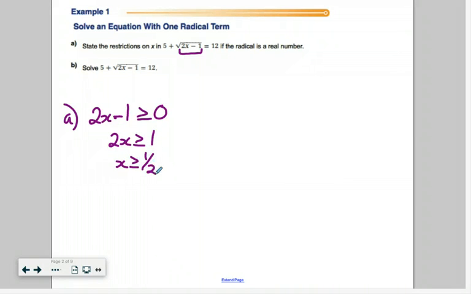So we put a restriction on any solution we get for x, saying that after we solve this, whatever the value of x is, it needs to be bigger than a half in order to work out and give us a value that you can actually take the square root of. Okay, so now what we take a look at is solving the equation. And again, this is very similar to methods that we've seen before with solving equations where we're trying to isolate the variable. The only thing that's different is that our variable of x is underneath a square root symbol.